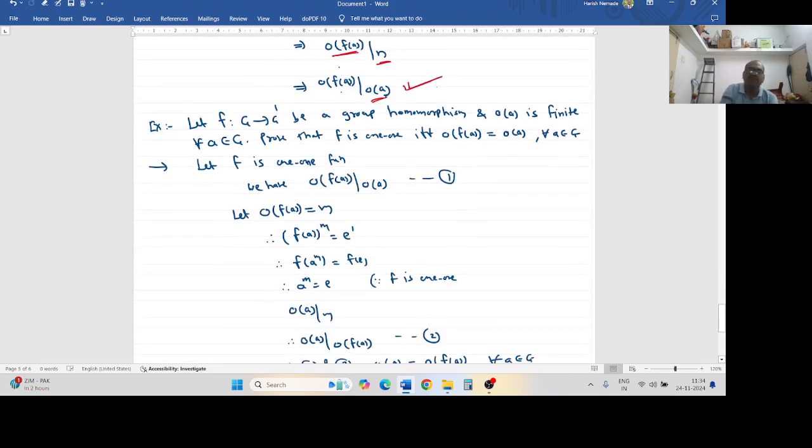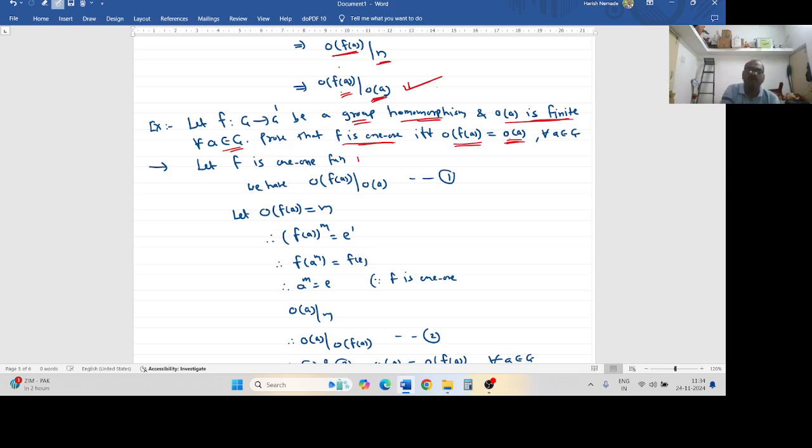Then we have next result. Let f from G to G dash be a group homomorphism. Order of A is finite for all A belongs to G. Then prove that f is 1 1 if and only if order of f of A is equal to order of A. वरच्या रिझल्ट मध्ये आपण केलं, फक्त होमोमॉर्फिझम होतो तेव्हा ऑर्डर ऑफ f of A divides order of A होता. आता इथे आपल्याला इक्वल दाखवायचं आहे. ऑर्डर ऑफ f of A is equal to order of A for all A belongs to G.